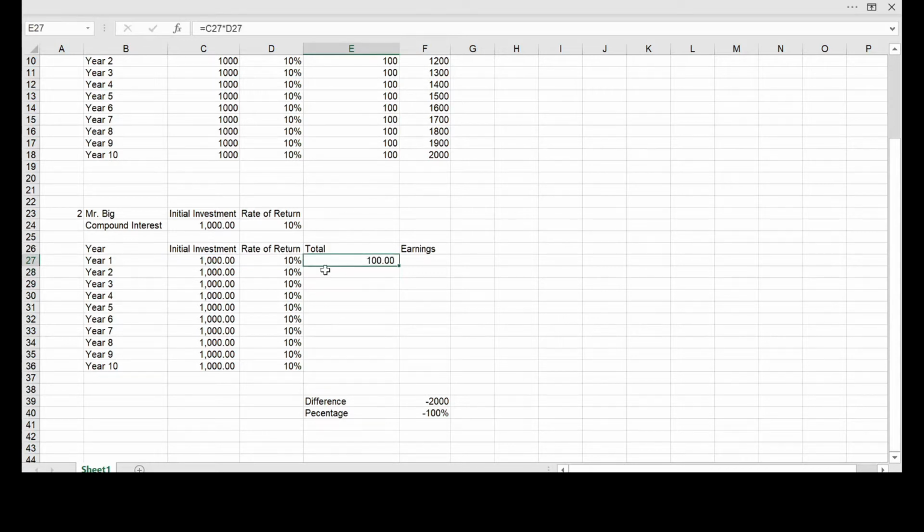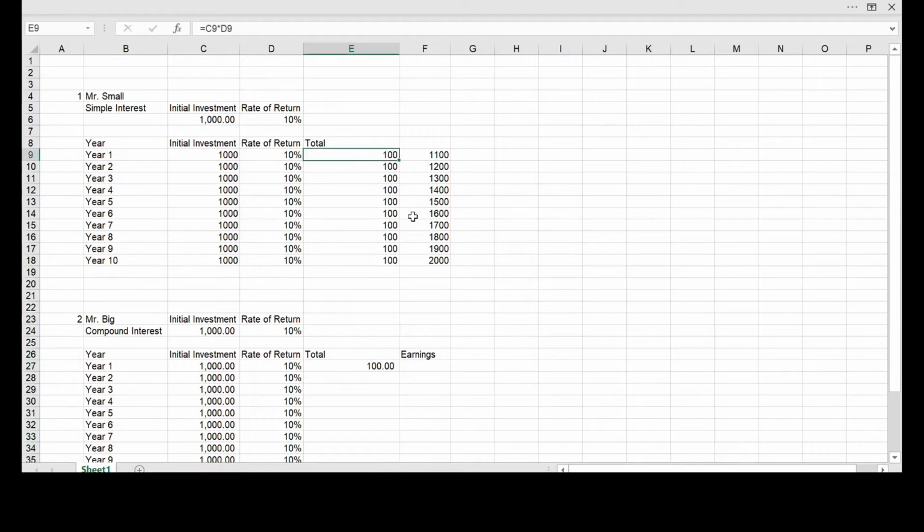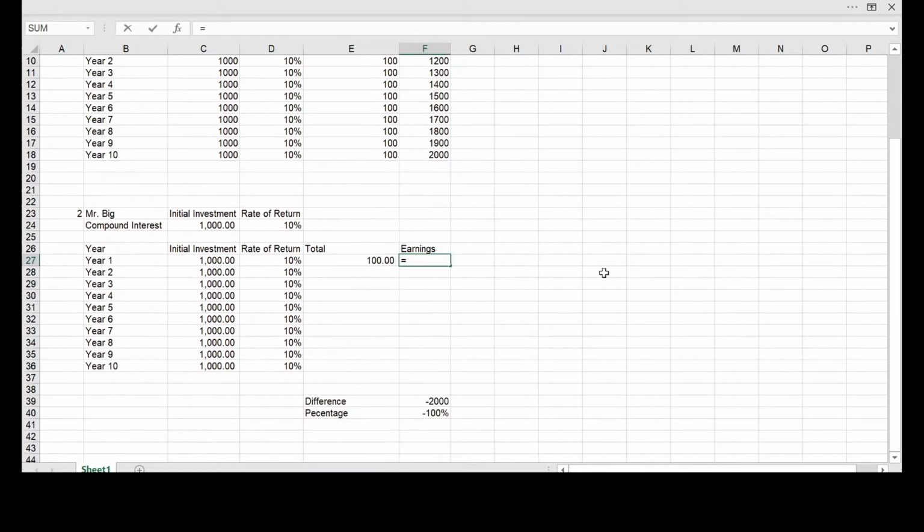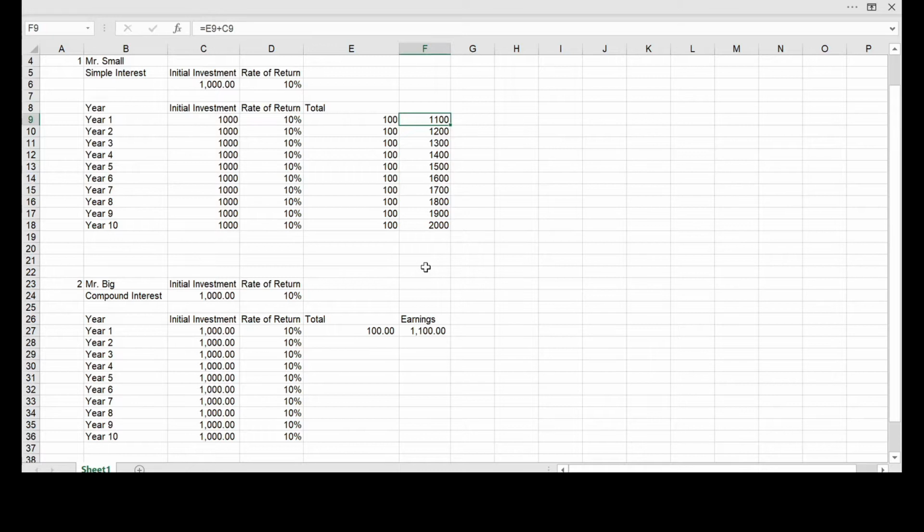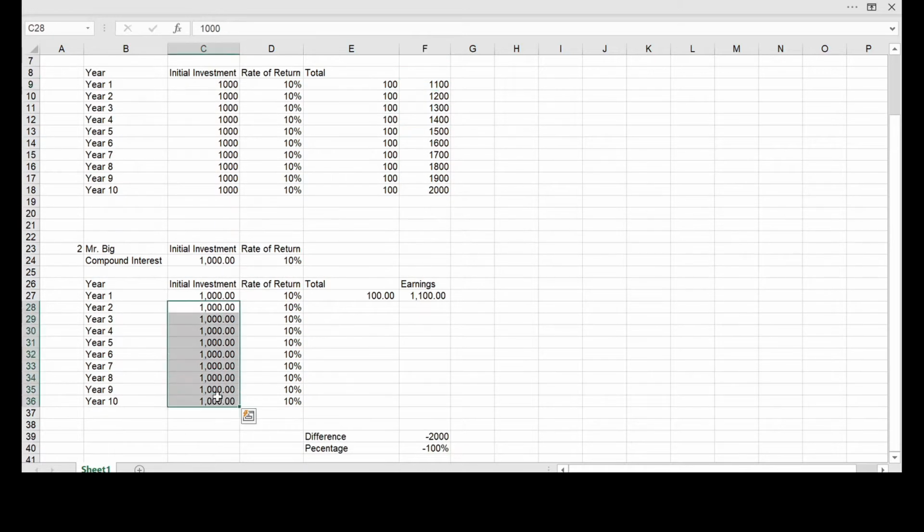So on the first year, the earnings of Mr. Big is the same as what Mr. Small earned. What we do now is that we add the investment together with the earnings. So it is exactly the same as what Mr. Small earned. Now here, on the investment, what we will do is that we shall take the earnings of the previous year and multiply that earning against the rate of return, which is 10%. And what we get is this total earnings.